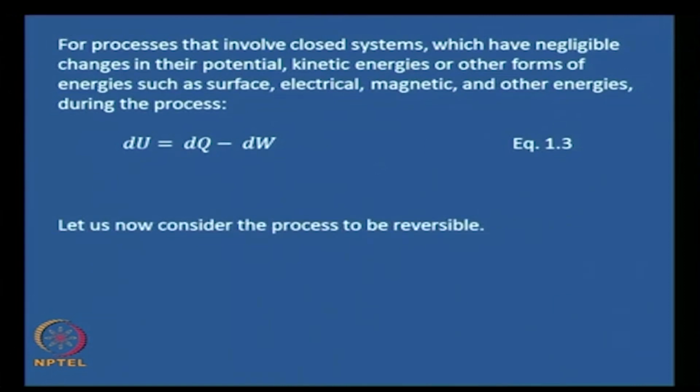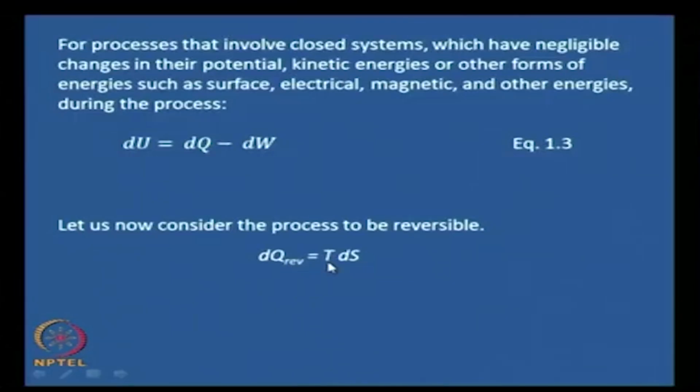Now let us consider the process to be reversible. We all know what the concept of a reversible process is. If the process is reversible, from the second law we know that dQ reversible equals TdS. Recall that dS equals dQ reversible by T. From that we get dQ reversible equals TdS.